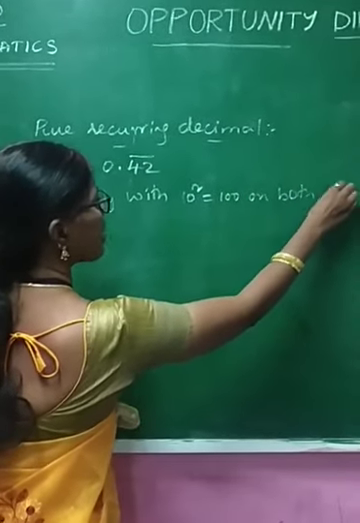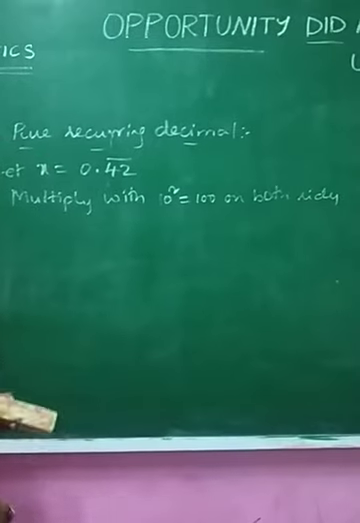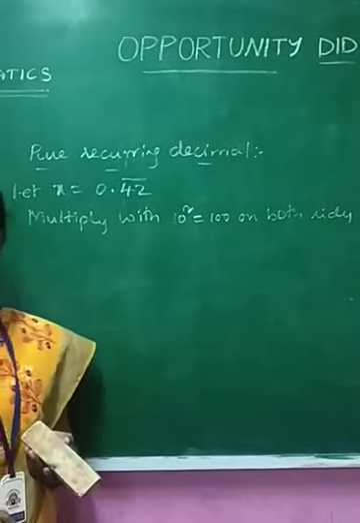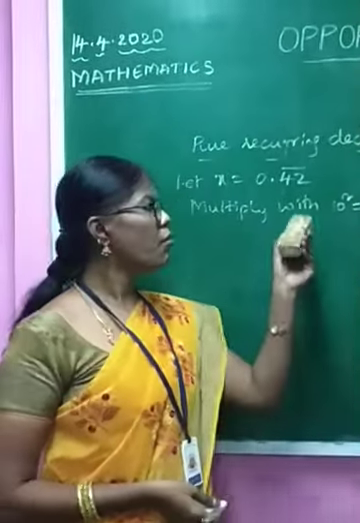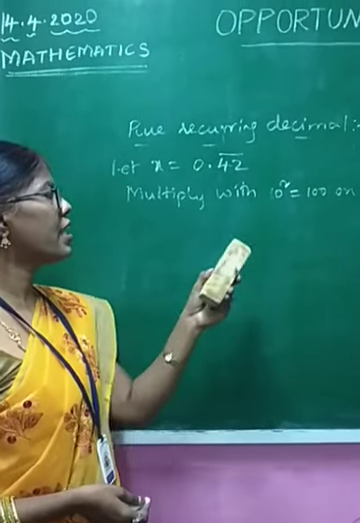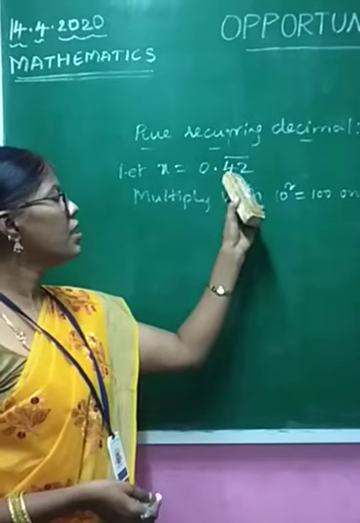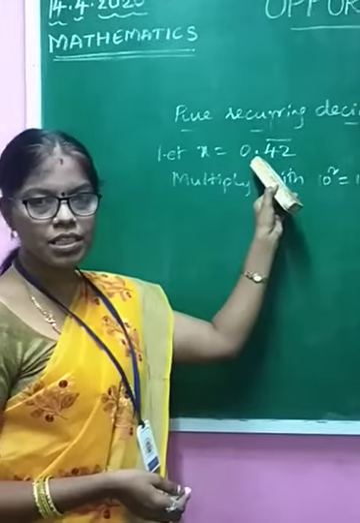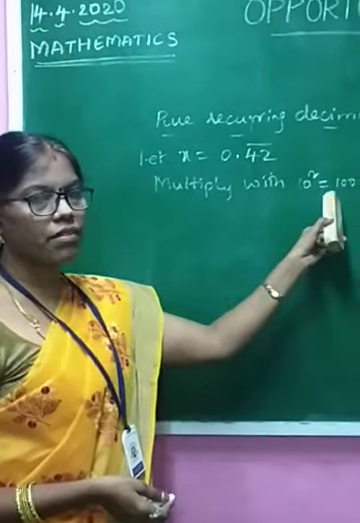Why do we take powers of 10 only here? Because it is a decimal. Decimal means 10th part, 1/10th part. So here we are taking 10 square, that is 100. Why? Because we have 2 digits in the recurring part. So we are multiplying with 100.